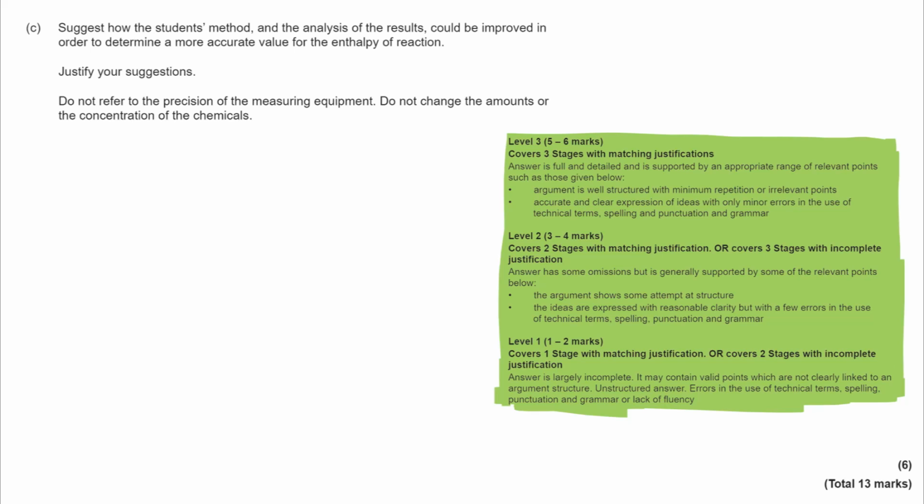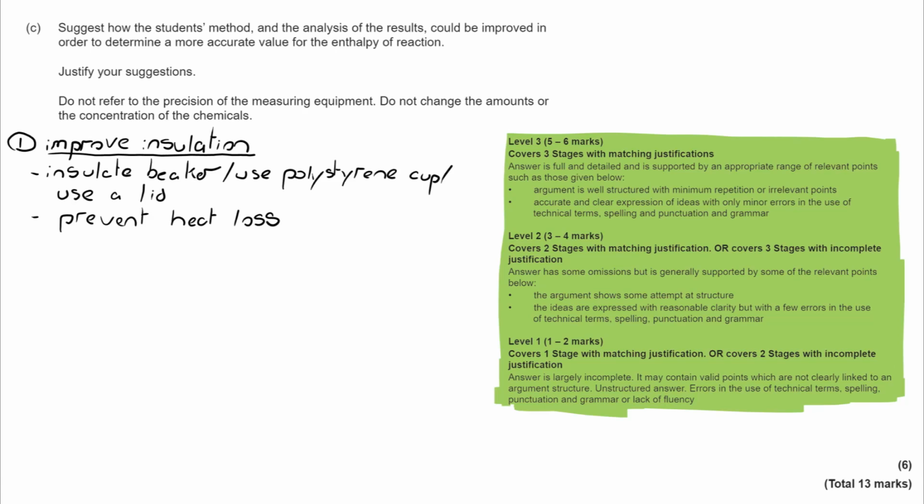Now let's take a look at the 3 stages that we need here. The first one, we can improve the insulation, and calorimetry is generally done in a polystyrene cup, often with a lid. And question B was really guiding you towards this. It prevents that heat loss. That's not the only thing that's different. I'm hoping that when you think calorimetry, you can remember a specific graph that you would plot to work out the maximum temperature rise.